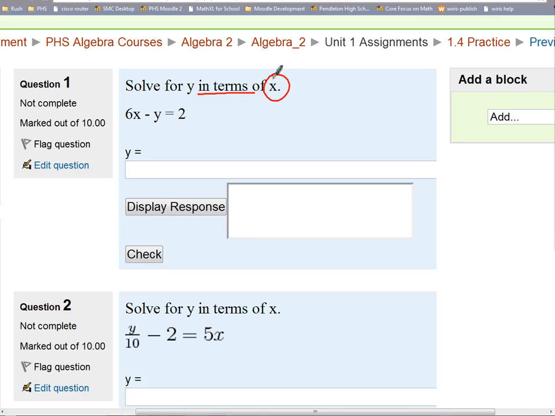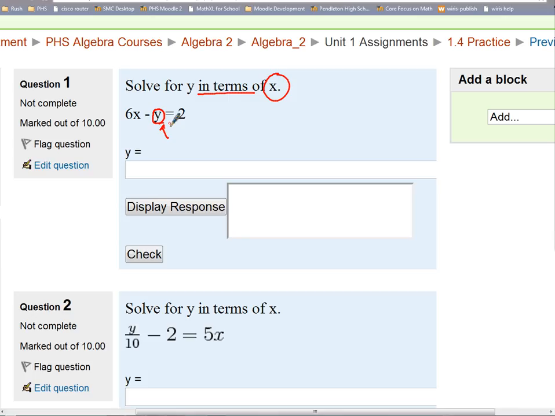get x's in our answer, right? So that's what that means, in terms of x. So with x's in our answer. So this first one's very simple. What are the steps we would go through to isolate y in terms of the other stuff? So if I get y by itself, how do I push everything else to the other side? What are the two steps I would do?